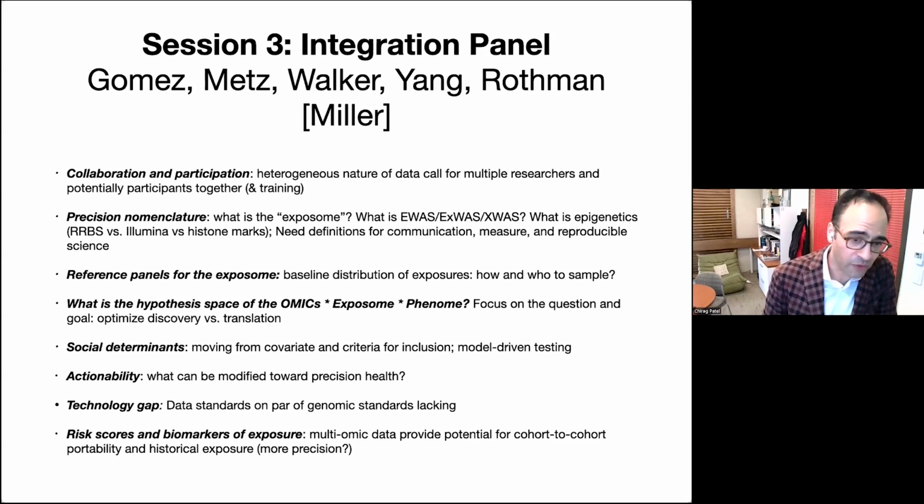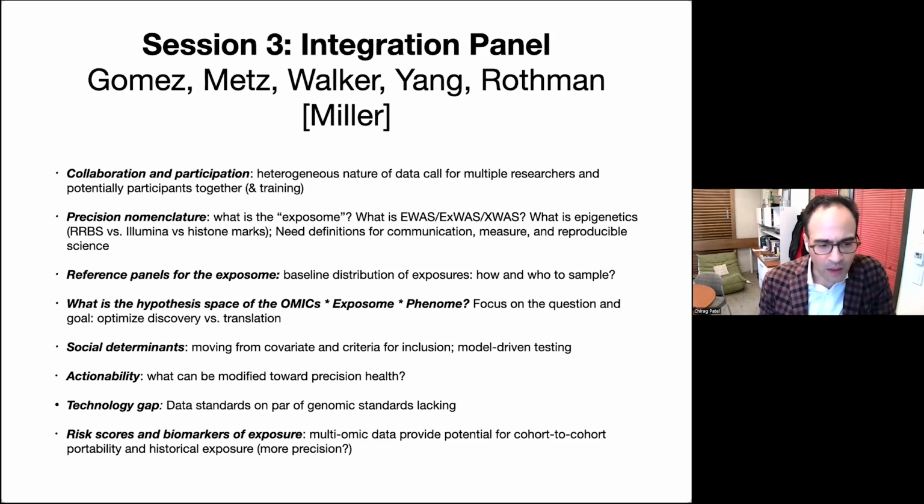Let's talk about a reference panel for the exposome. What's the baseline distribution? What's the hypothesis space when you multiply all these domains, these dimensions, together? I think another aspect of social determinants data is moving from the covariate that we do the adjustment for to a criterion for inclusion. So not as a confounder, but something that we wholeheartedly use as an inclusion factor. And we need to treat those data in a model-driven way to really tease out their relationship with disease outcomes.